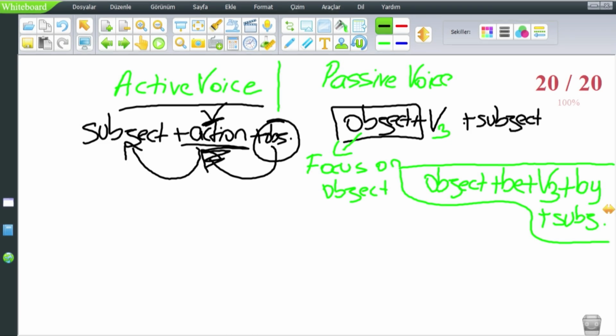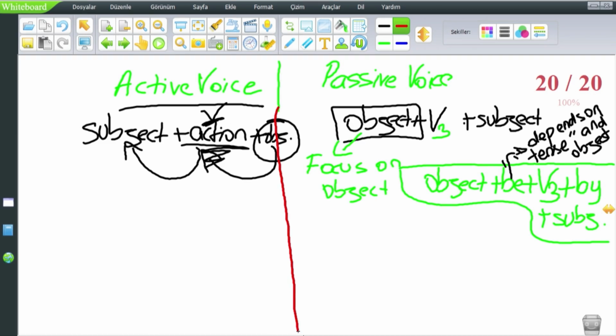And you may ask how I am going to use the form of be. It depends on the tense and, of course, objects. I want to give you an example.